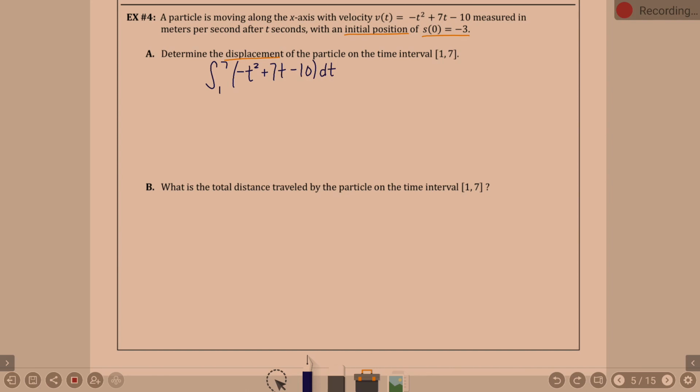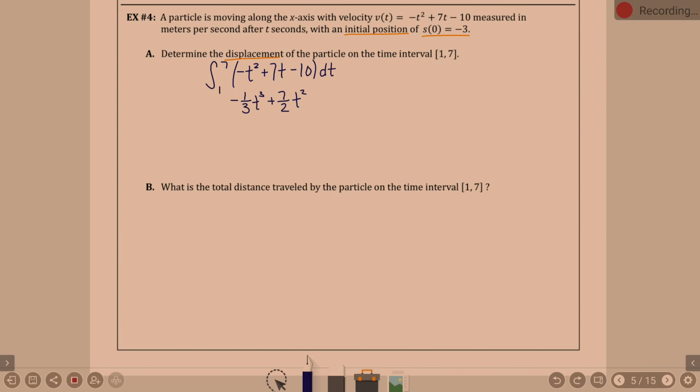Now, let's do this one by hand. We don't have a calculator symbol. And we're going to have to talk about part of it by hand here in a little bit. So let's do this by hand. Let's integrate. What do we know? Negative 1/3 t cubed plus 7/2 t squared minus 10t.